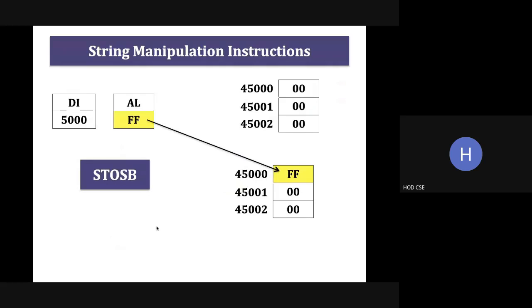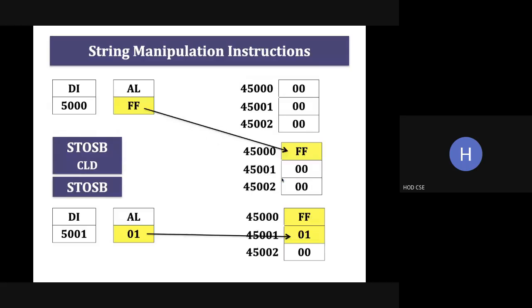So the same process here, store string bytes. So from AL, the content can be transferred to the memory location. Okay. So here, same thing here. I have used the CLD instruction, clear the direction flag. So initially the content of accumulator is FF. So that is transferred to this memory location. So since again I'm using this STOSB, store string byte, here the content now is 01. So that is transferred to the memory location. Okay. So here the main condition is load string byte and store string byte. The data will be transferred to the accumulator only.